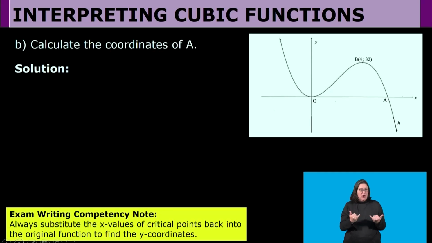Okay. So now that we've got the values of a and b, we can get some more information about the graph. They want us to find the coordinates of A. So we look at the graph, we look at A, and we say to ourselves, what is A in relation to the graph? And you can see that A is a point where the graph cuts the x-axis, so this is called an x-intercept.